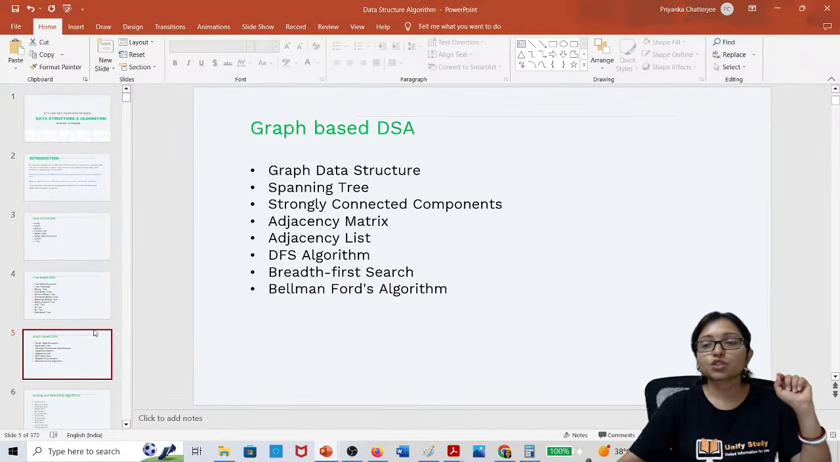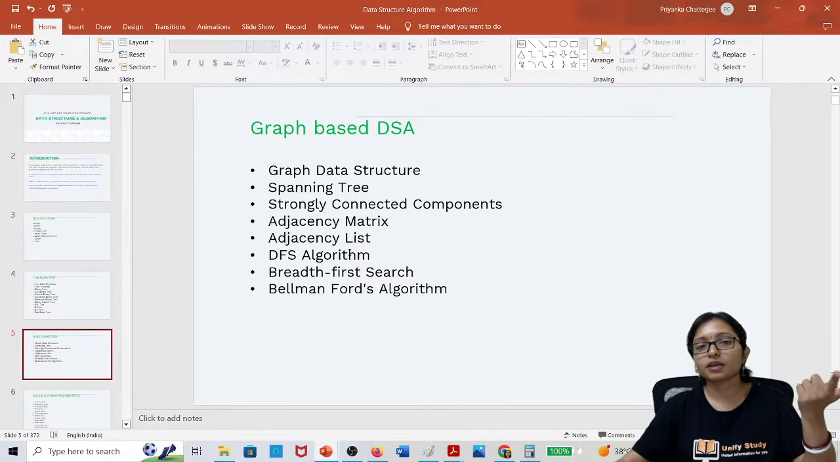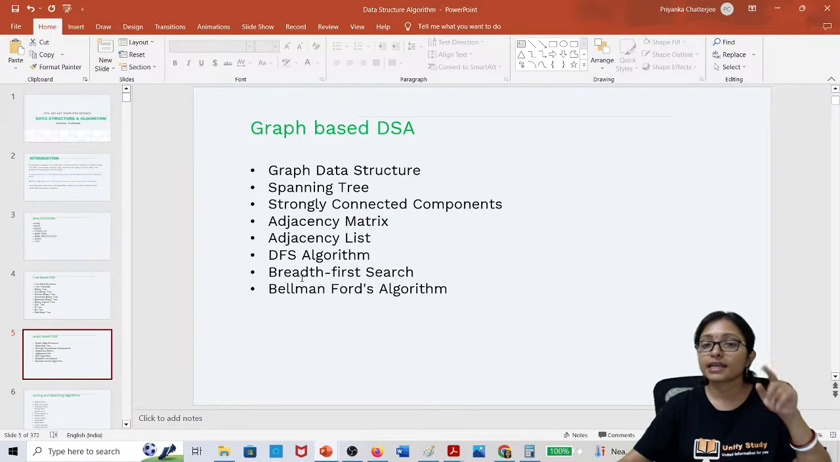Next thing is coming to the algorithm. Under graph based algorithm, what is coming? That is graph data structure, spanning tree. It is coming under your unit 1 also, Prim's, Kruskal's and all that. So spanning tree, strongly connected component, adjacency matrix, DFS, BFS, very important algorithms. Yesterday also I told DFS, BFS, very important.